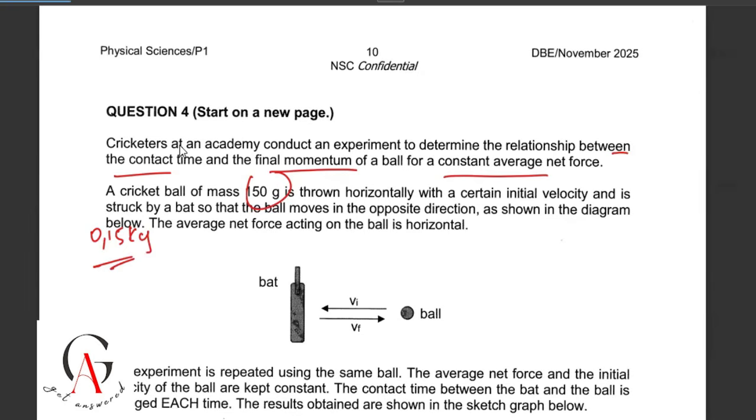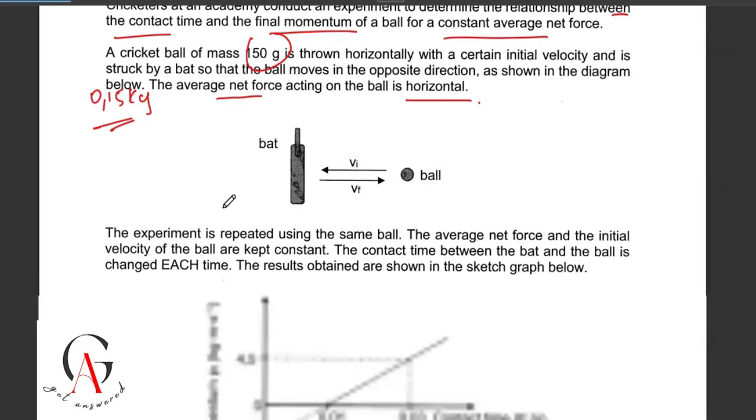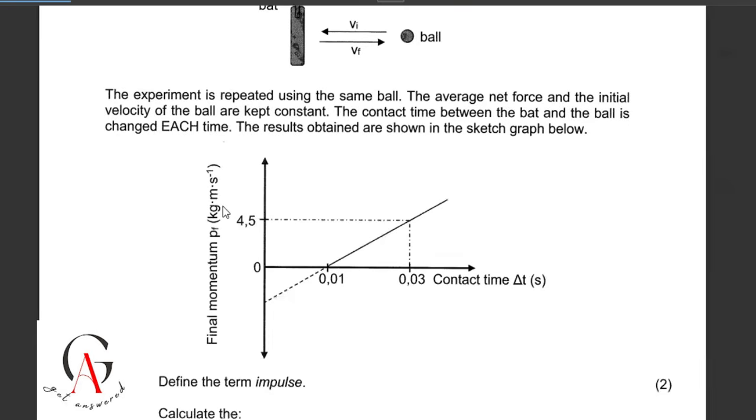They're telling us the initial velocity and then struck by the bat so that the ball moves in the opposite direction as shown in the diagram. The net average is horizontal. Then the experiment will be repeated using the same ball. The average net force and the initial velocity will be kept constant. Contact time between the bat and the ball is changed each time. The results are shown in the graph.